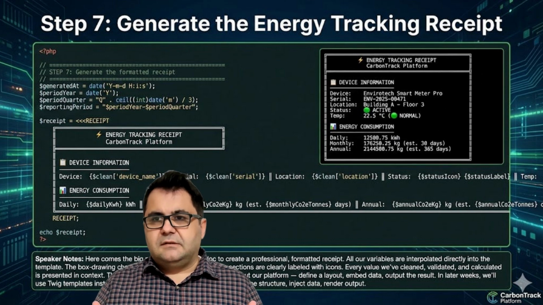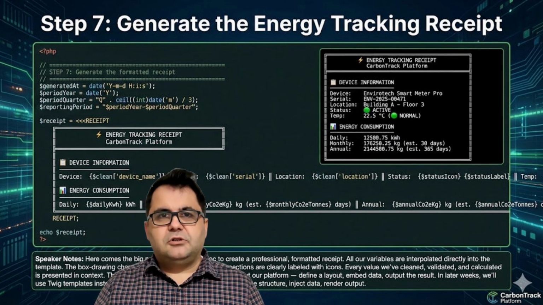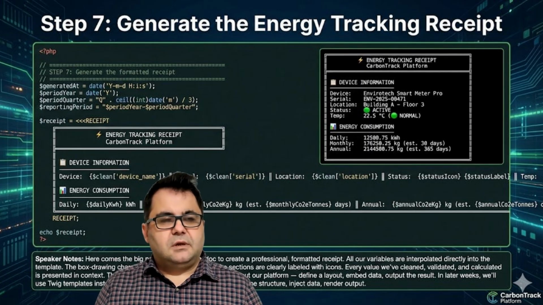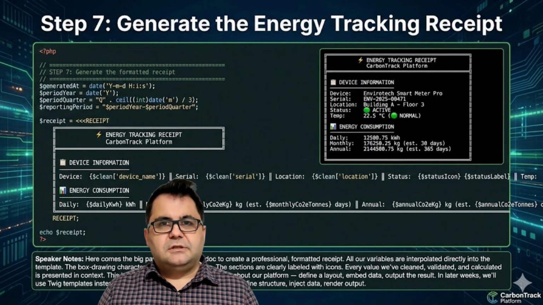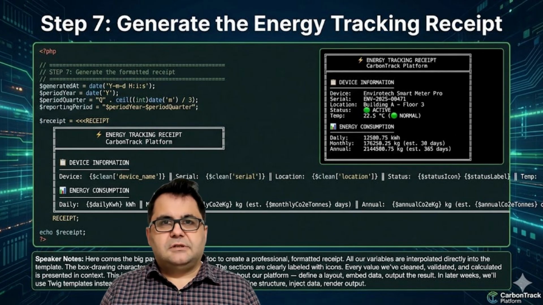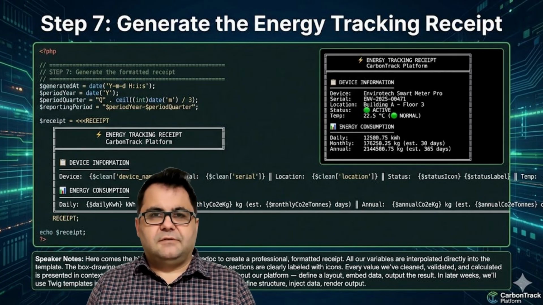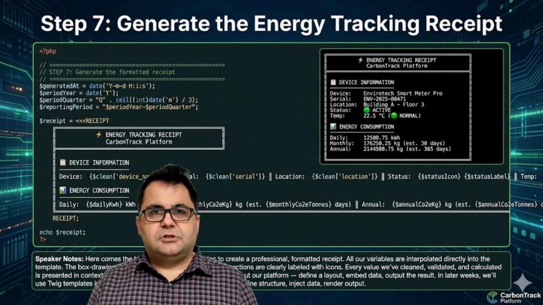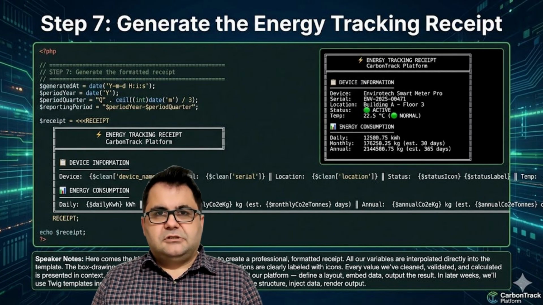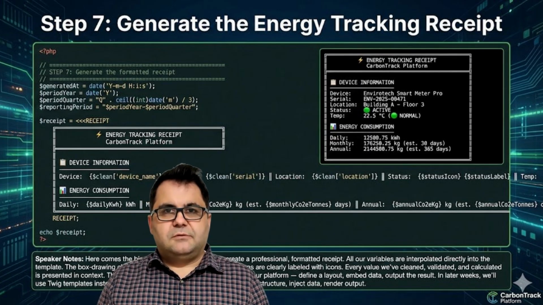Here comes the big payoff. We use Heredoc to create a professional, formatted receipt. All our variables are interpolated directly into the template. The box drawing characters create a visual frame. The sections are clearly labeled with icons. Every value we've cleaned, validated, and calculated is presented in context. This is the template pattern we'll use throughout our platform.